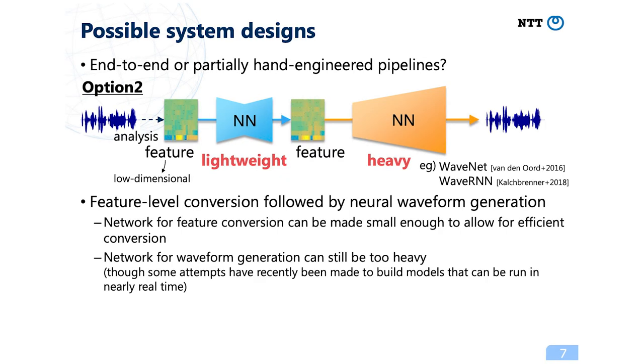The second option consists of feature-level conversion followed by neural waveform generation using the well-known WaveNet or WaveRNN. In this system, the network for feature conversion can be made small enough to allow for efficient conversion. But the network for waveform generation can still be too heavy. However, it should be noted that some attempts have recently been made to build models that can be run in nearly real time.